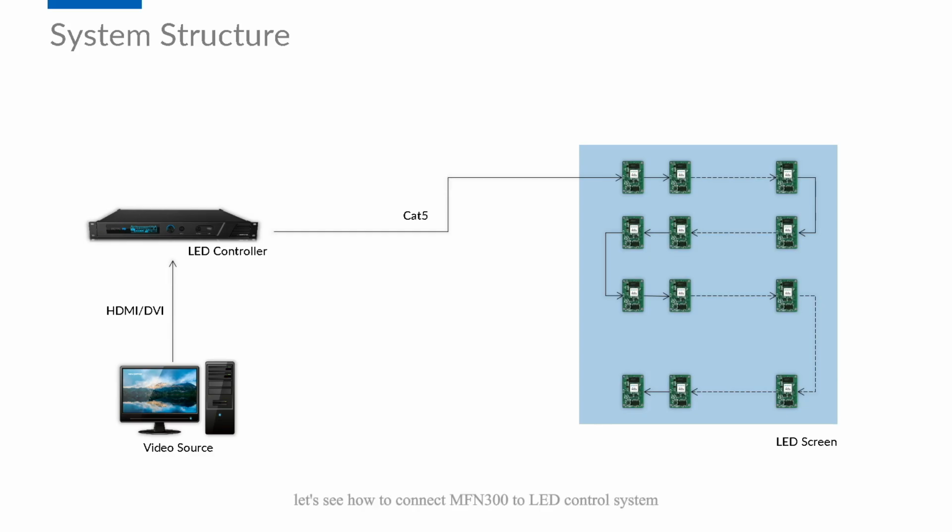Next, let's see how to connect MFN300 to the LED control system. Here's the basic LED control system. Generally, we need a PC to provide the video source, which goes to the LED controller through video cables like DVI or HDMI, then transfers the signal to the LED screen by Ethernet cables.